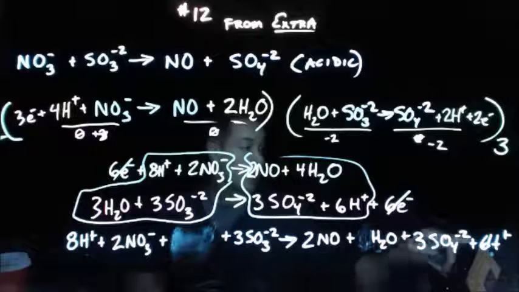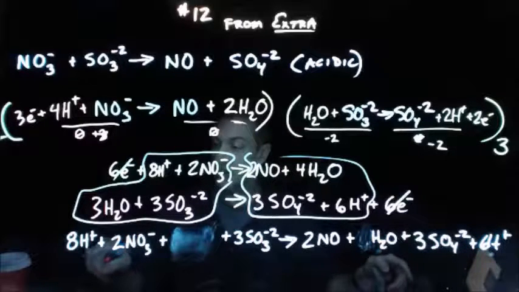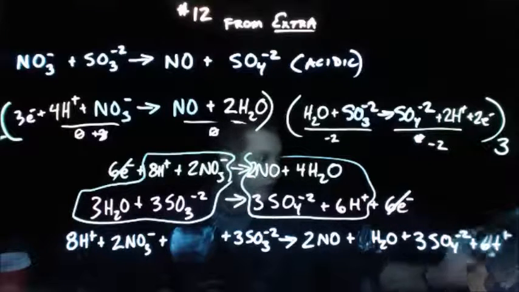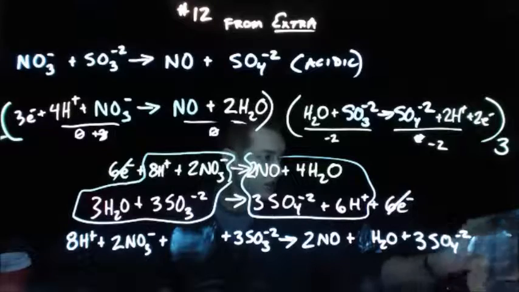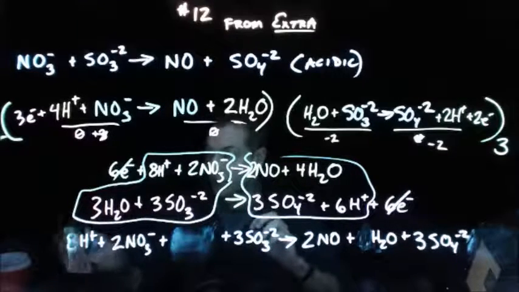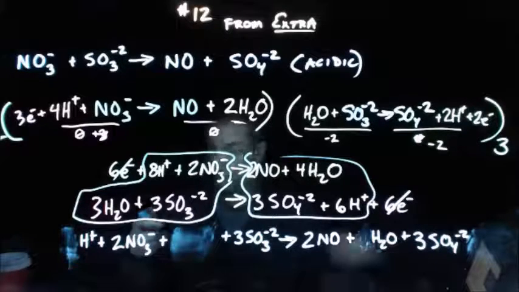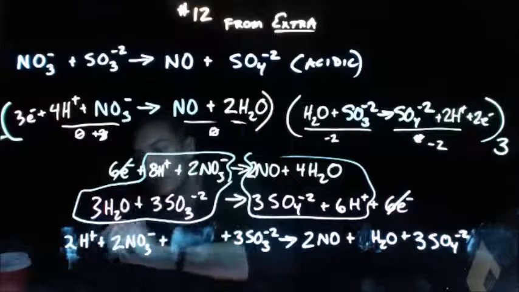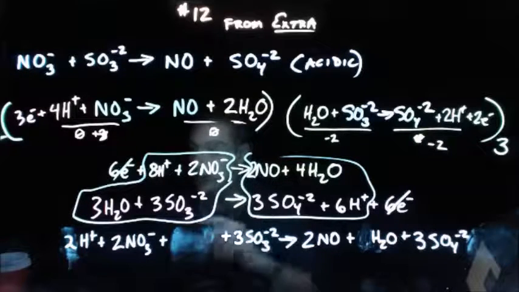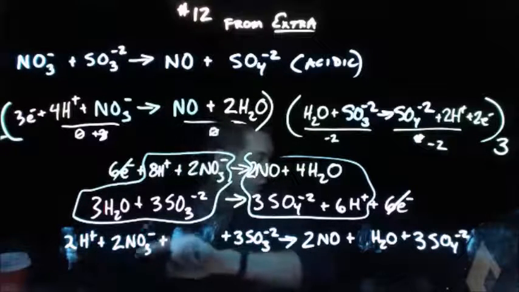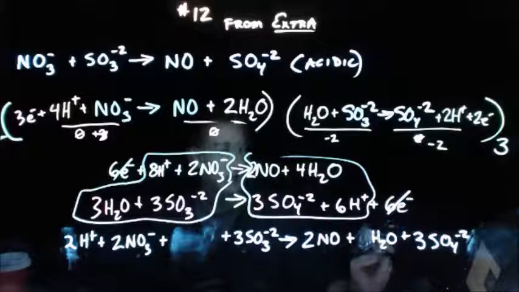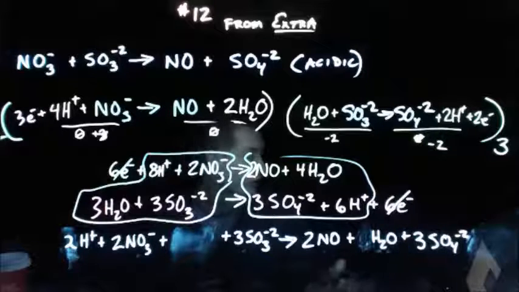And then the hydrogen ions, I have 6 on the products, I have 8 on the reactants, so I can get rid of 6 on each side, and that would leave behind 2 hydrogen ions. And that's going to be my overall equation. I don't think I'm going to rewrite it. So we have 2 hydrogen ions, 2 nitrates, 3 sulfites yield 2 nitrogen monoxides, a water, and 3 sulfates.